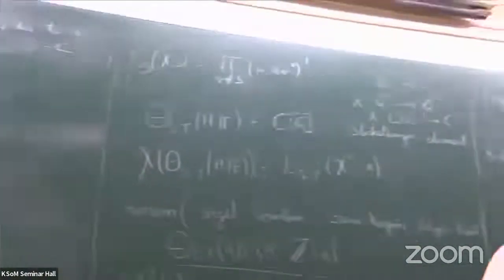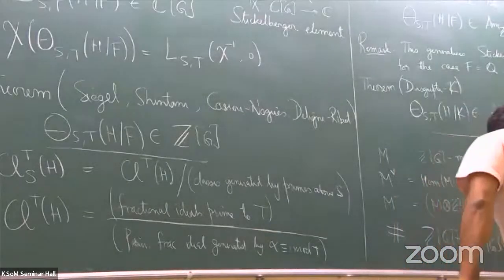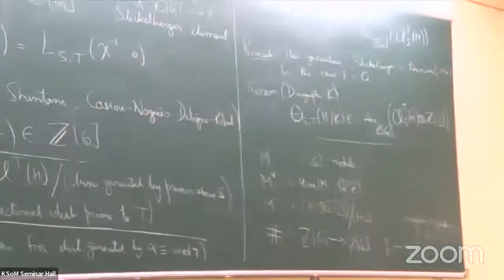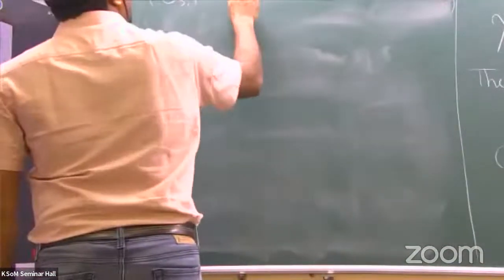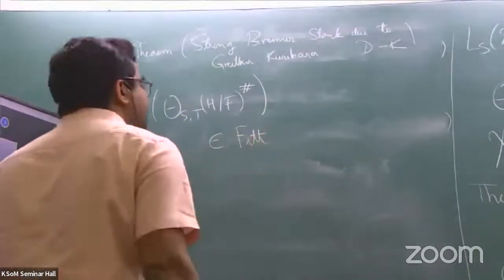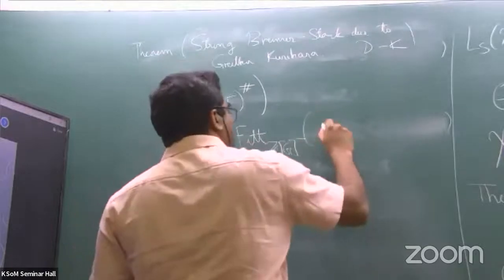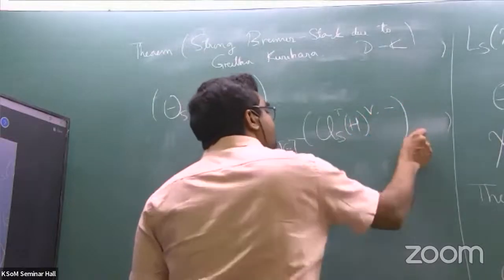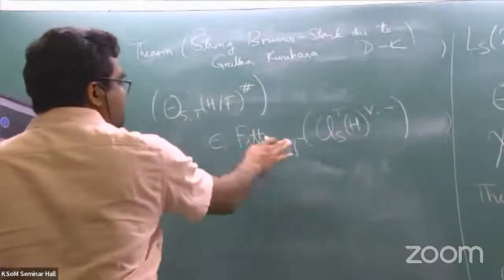So this is an involution of ZG, which is just a Z-linear map generated by G going to G inverse. So theta S,E,H over M is contained in the zero-th Fitting ideal of ZG minus, where you take the S-T class group, take its contragredient, and also take its minus part. So this is contained in this ideal.